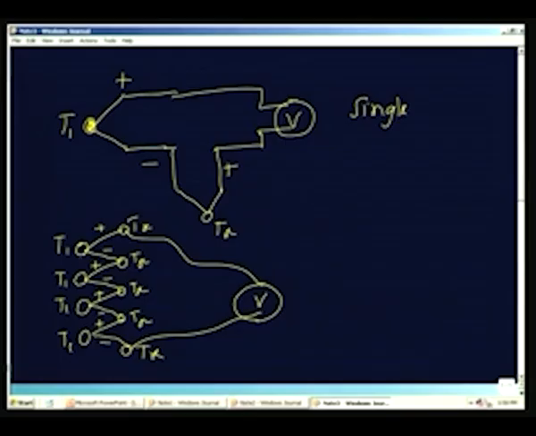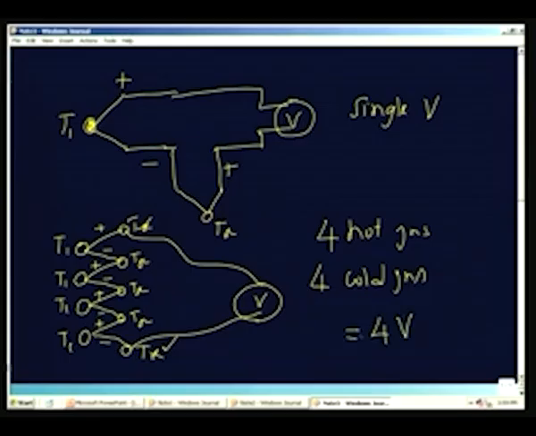So, I have got here 4 junctions at the same temperature and 3 junctions plus these 2 junctions, because this entire thing is at a uniform temperature, and because this is made of a thermal material, if you use the law of intermediate materials, you can see that this junction and this junction together is like one junction. So, I have here 4 hot junctions and 4 cold junctions, all in series. That means that I am going to get the output, if this is V, 4 times V is the output.